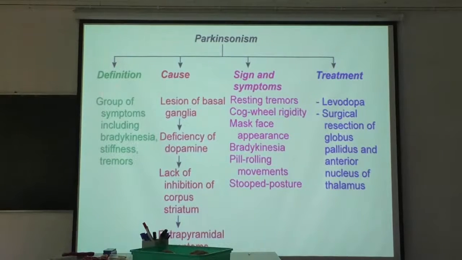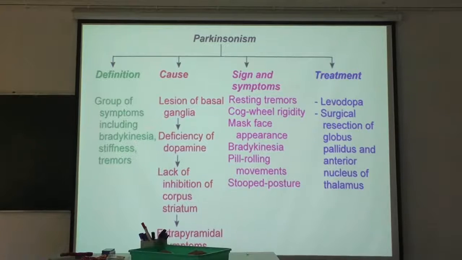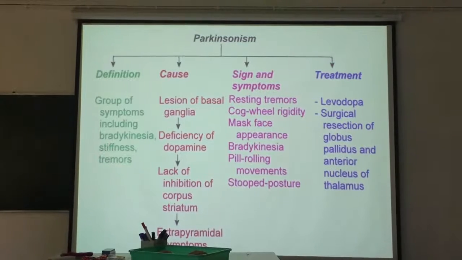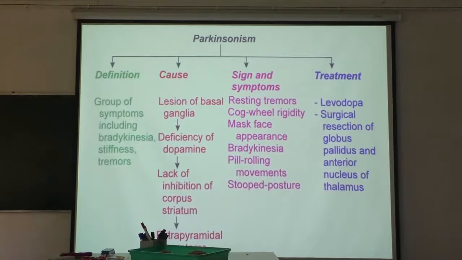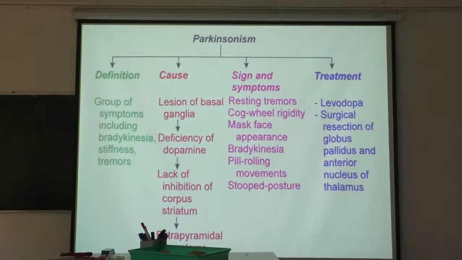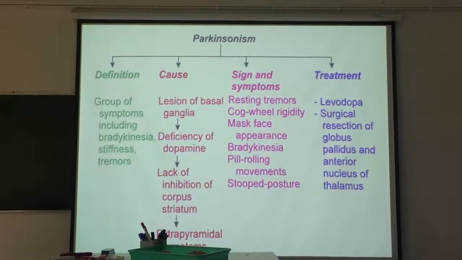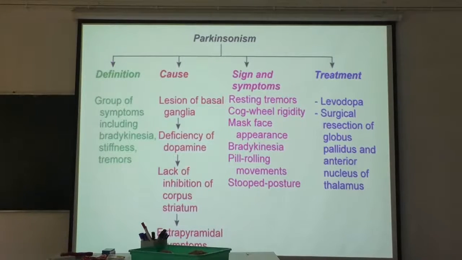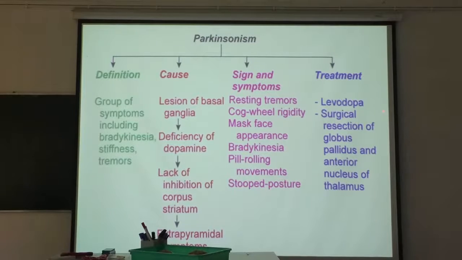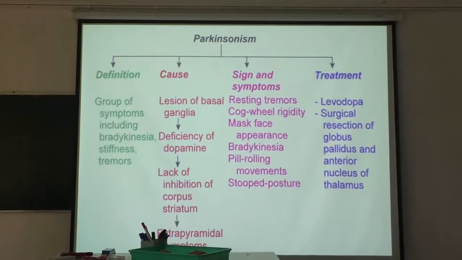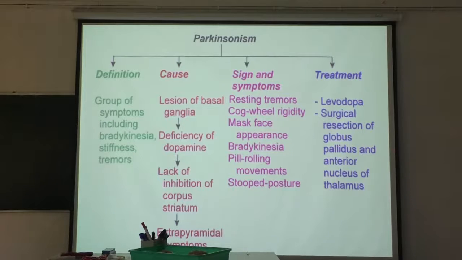So Parkinsonism definition: a group of symptoms including these three mainly: bradykinesia, stiffness and tremor. Cause is lesion of basal ganglia, deficiency of dopamine, lack of inhibition of corpus striatum leading to extrapyramidal symptoms. Signs and symptoms are resting tremor, cogwheel rigidity, mask-like face, bradykinesia, pill rolling movements, stoop posture. Treatment is levodopa and surgical resection of globus pallidus, anterior nucleus of thalamus.